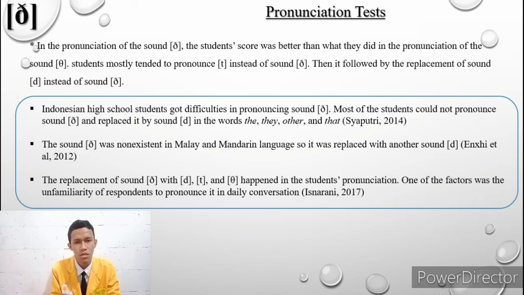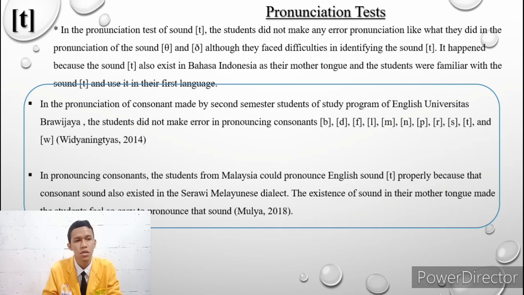And then in the pronunciation test of sound the, the students did not make any pronunciation errors like what they did in the sound the and the. It happened because the sound the also exists in Bahasa Indonesia as their mother tongue, and the students were familiar with the sound the and used it in their first language. The findings were in line with research done by Widyaning Tias 2014. The result of the research showed that the students did not make errors in pronouncing consonant the.